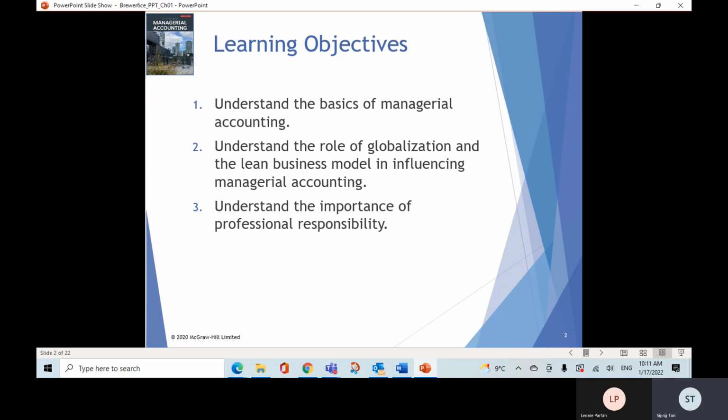Number 3, we need to understand the importance of professional responsibility. So we talk about the importance of ethical responsibility, corporate governance, and code of conduct. We understand the code of conduct or code of ethics for professional accountants.